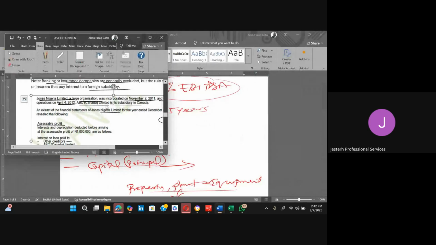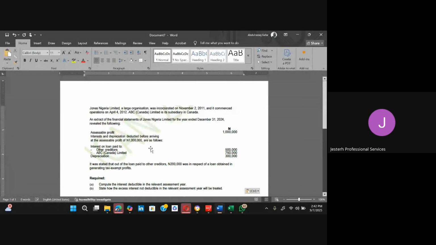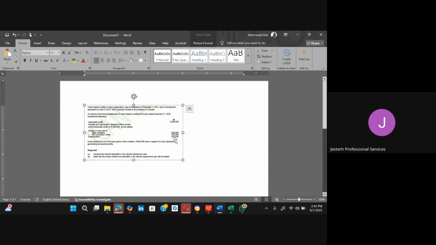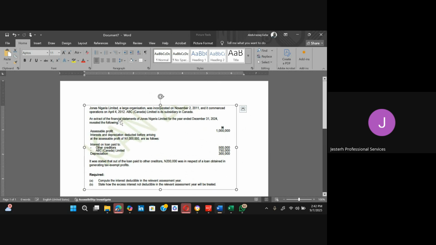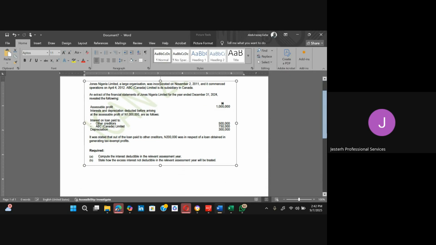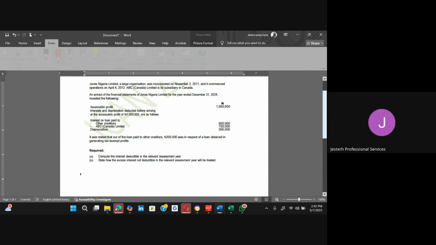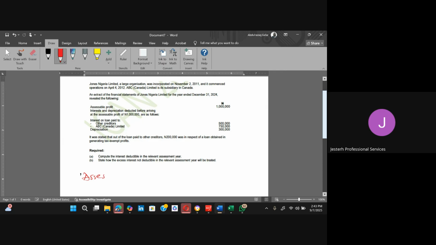Okay, let me just copy this. So this is the question here. When we discussed interest deductibility, we said that the company cannot deduct more than 30%, provided there is a connected person. So now let us look at this. What are our profits before? These are our accessible profits, which are 1 million.